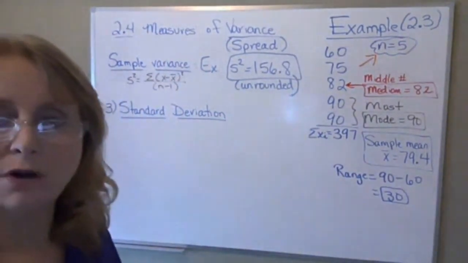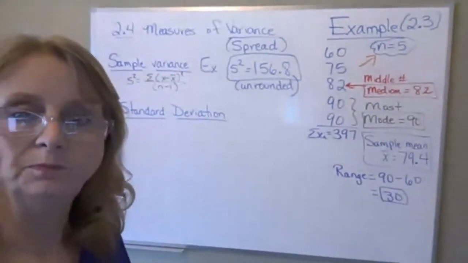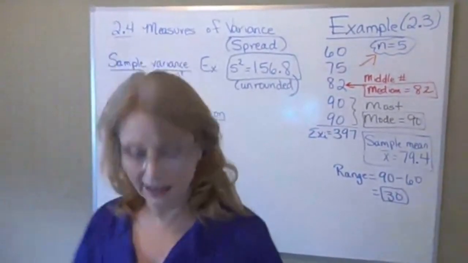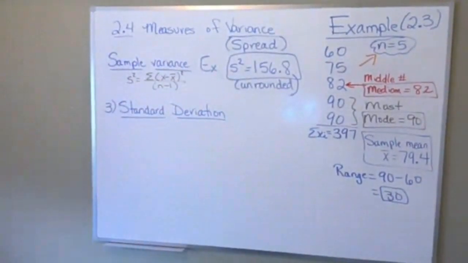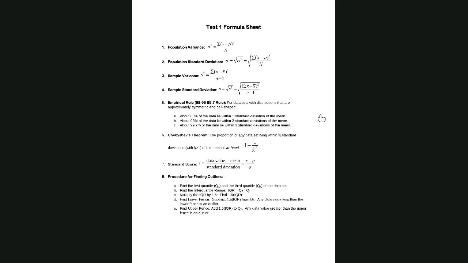If you look at your formula sheet, so I'm going to share that again, I want you to look at standard deviation. There are 2 different ones. Number 2 is the population standard deviation. Notice it's called sigma, and it's just the square root of sigma squared. And then the sample standard deviation is called s, and it's the square root of s squared. So we're now going to look at this. Sorry about the squiggles.